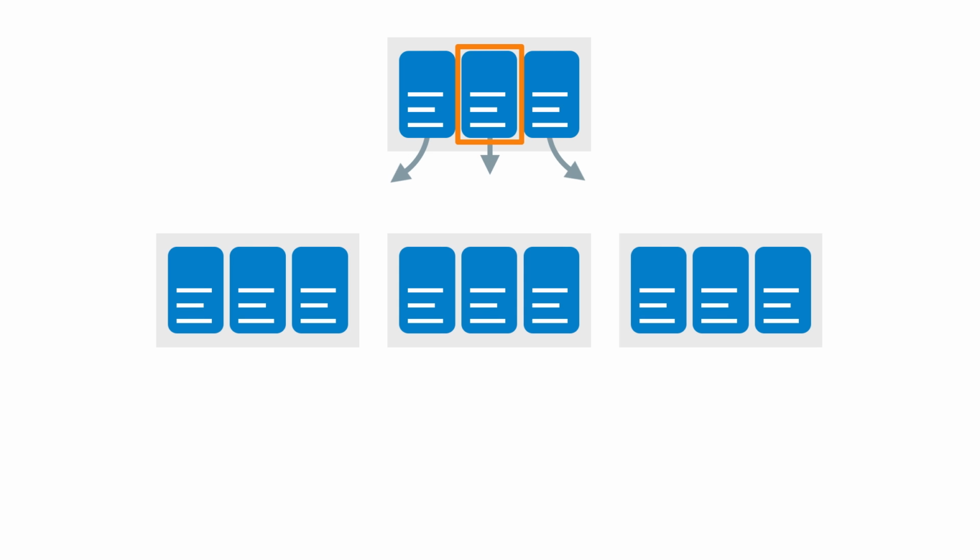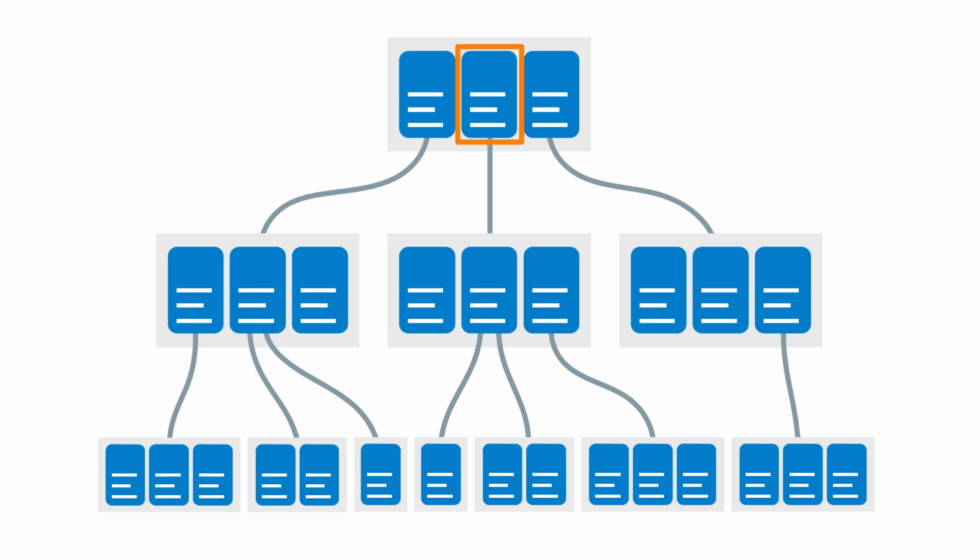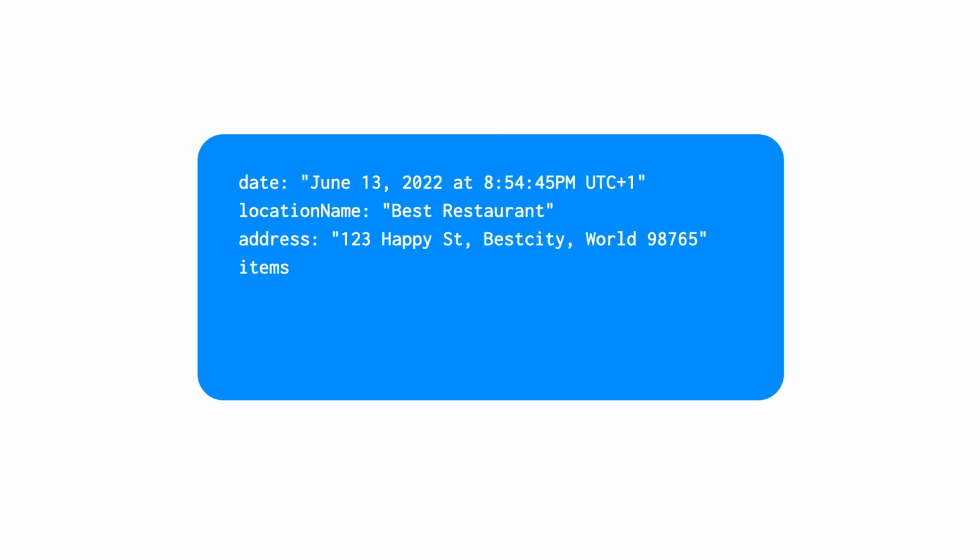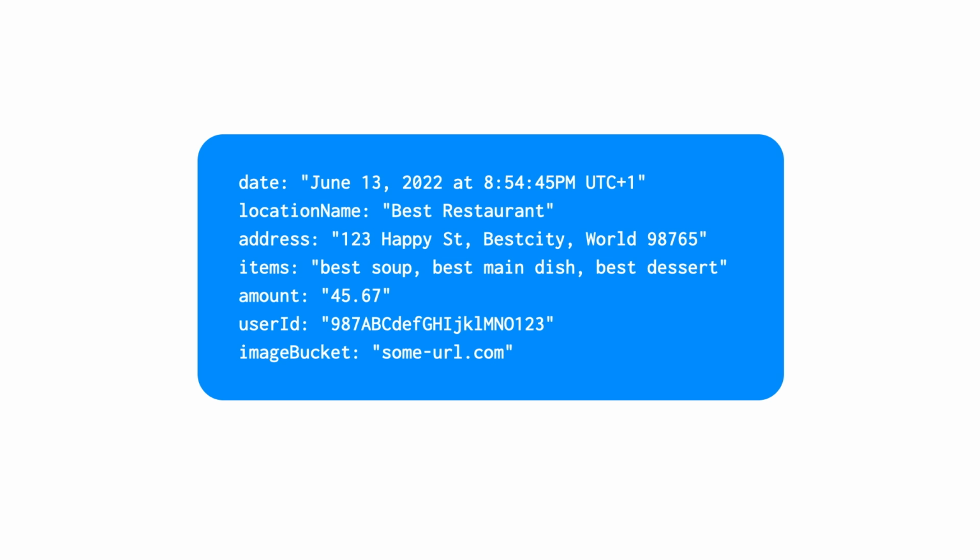Each of these documents is stored in a collection. Documents cannot contain other documents, but they can point to collections that contain other documents, which can then point to subcollections, and so on. In our expense tracker, each document will contain information from one uploaded receipt. Each receipt document contains some values, basically all of the fields we had in our dialog, so the date, name of the location, address, items, and amount. We'll also include the user ID who submitted the receipt and the image bucket from storage.